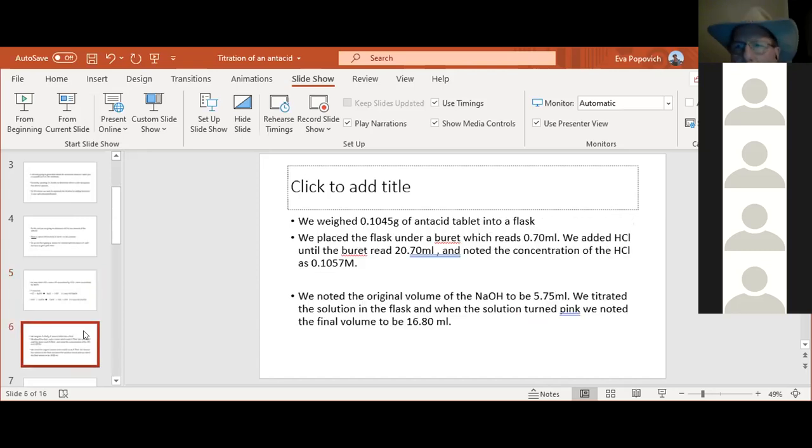So what we did, we took an antacid tablet. We weighed it. It weighed 0.1045. We crushed it, and we put it under a burette, which read 0.70 milliliters. We added the HCl from the burette until the final reading read 20.70 milliliters. And we also noted the concentration of the HCl as being 0.1057. We noted the original volume of the NaOH to be 5.75. We titrated the solution until it was pink, and we noted the final volume to be 16.80.